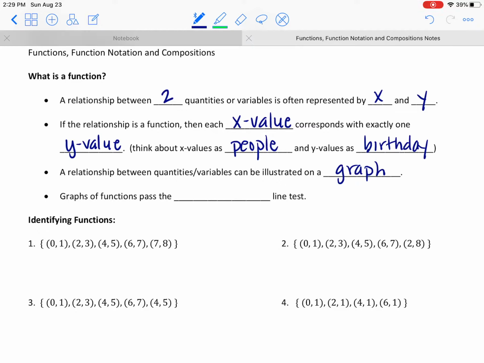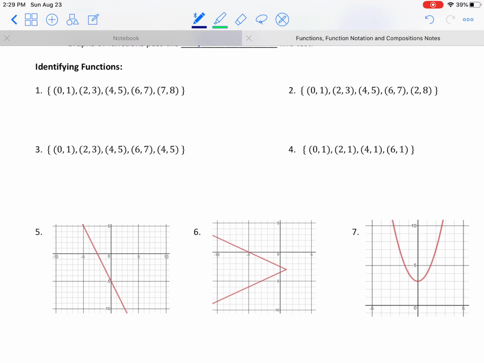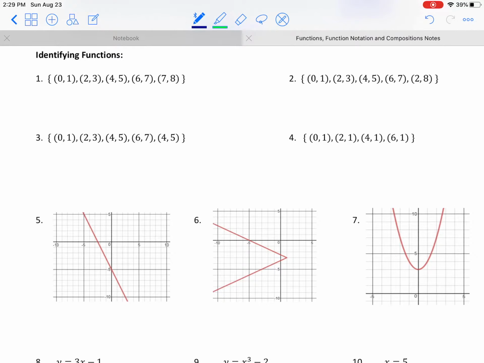What we're going to be looking for is it passing something called the vertical line test, and we'll come back to that in just a second. Okay, so we have some examples here. We have to look at these different scenarios and determine, do we have a relationship that represents a function? So does our list of ordered pairs, does our picture, does our equation, does it in fact represent a function?